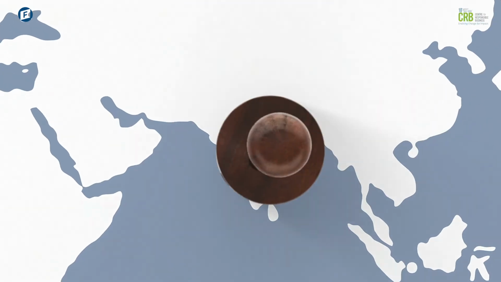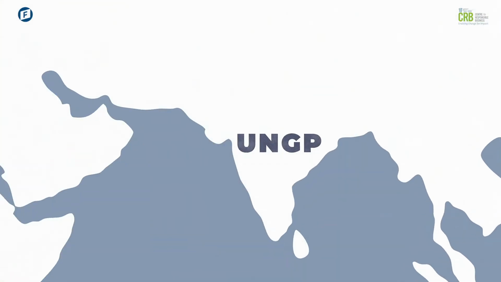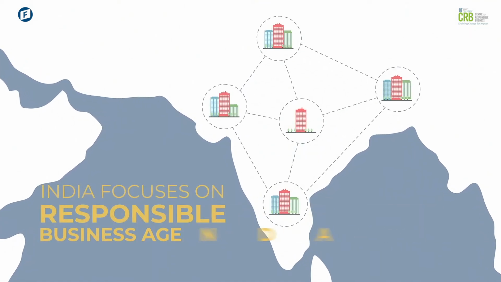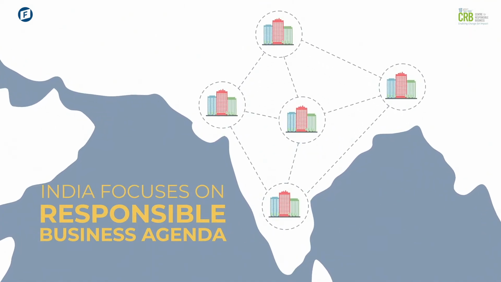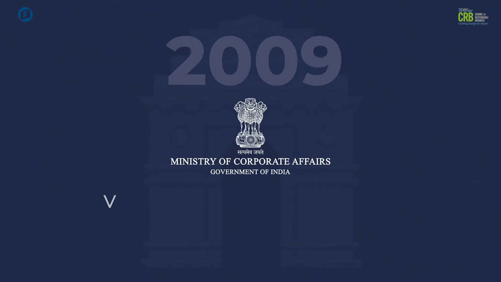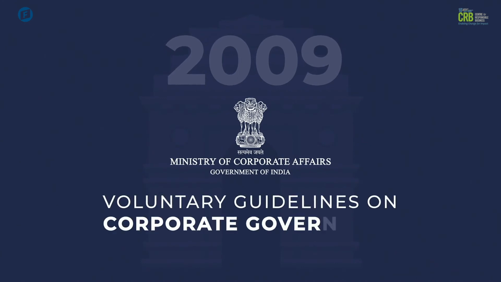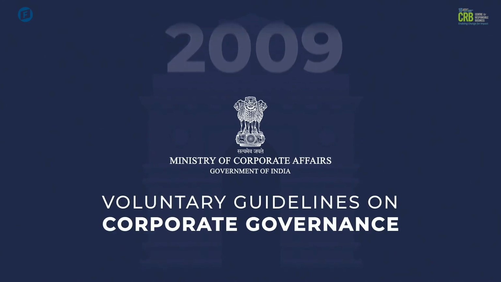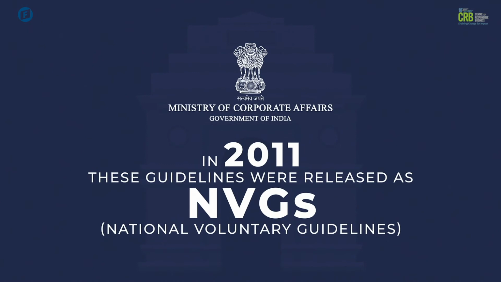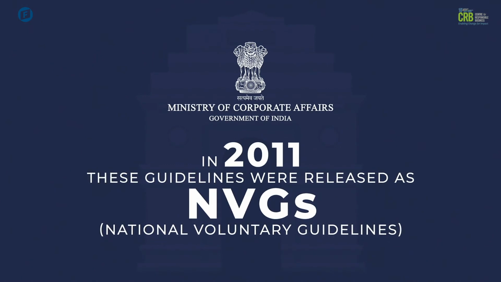India was among the first few countries to endorse the UNGPs. In fact, India has been pursuing the responsible business agenda for over a decade now. In 2009, the Ministry of Corporate Affairs released the first set of voluntary guidelines on corporate governance to mainstream the idea of responsible business. And in 2011, the ministry released National Voluntary Guidelines on Corporate Governance called NVGs.